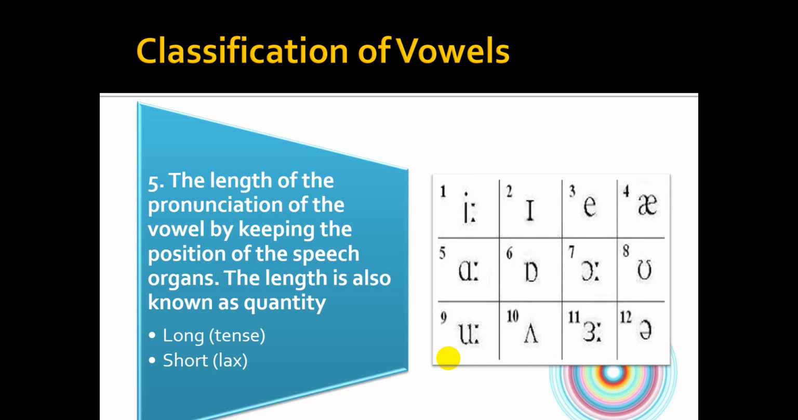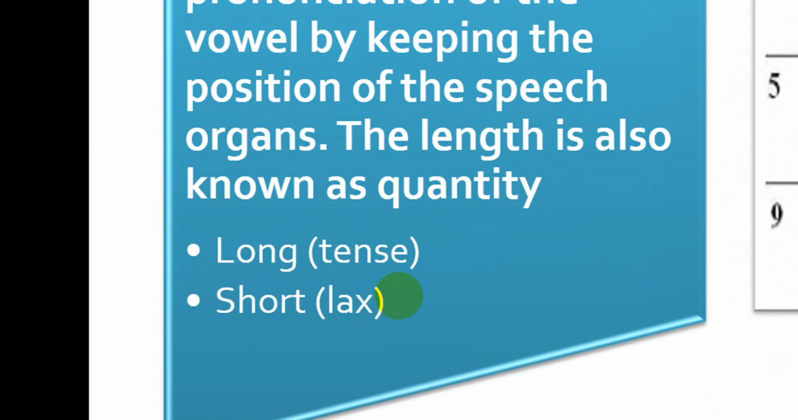The last classification of vowels is the length of pronunciation. The length is known as quantity. Remember, long and short vowels are not determined by how long you can produce the sound. For example, if we produce the sound "i", even though you prolong the sound, it is not categorized into long vowels, because long and short is determined by the tense and the laxness of the jaw.